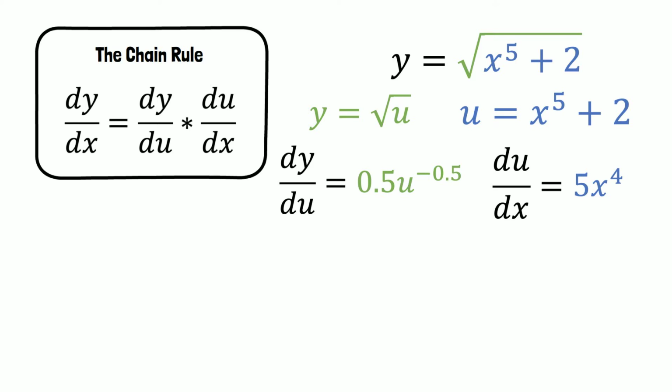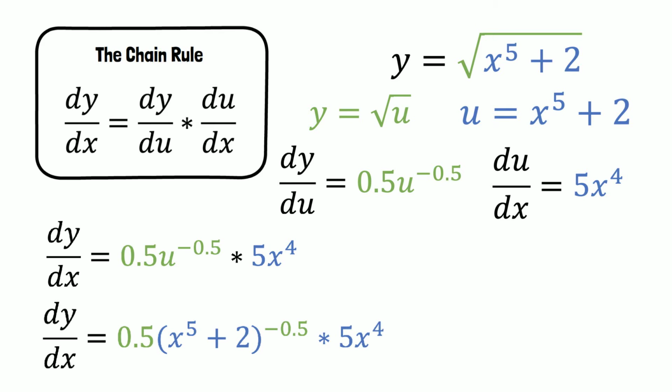As you can see from the general function of the chain rule, we can find the derivative of y with respect to x using the two answers we have just found. The derivative of y with respect to x equals 0.5u raised to the power minus 0.5 multiplied by 5x raised to the power 4. We can now substitute x raised to the power 5 plus 2 for u. This gives us 0.5 multiplied by x raised to the power 5 plus 2 raised to the power minus 0.5 multiplied by 5x raised to the power 4. We can simplify this as 2.5x raised to the power 4 multiplied by x raised to the power 5 plus 2 raised to the power minus 0.5. This is the same as 2.5x raised to the power 4 divided by the square root of x raised to the power 5 plus 2.